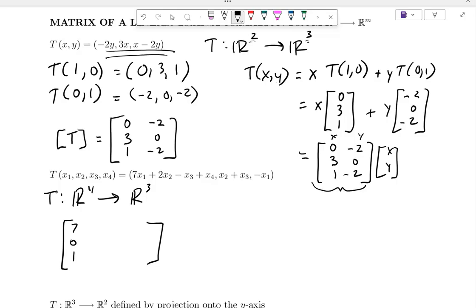What do you get in the next column? 2, 1, 0, right? Because you're going to put in 0, 1, 0, 0. What do you get for the next column? 1, 1, 0. Those are the coefficients on the x3. And what do you get for the last column? 1, 0, 0. So this is your standard matrix for that transformation. That's the answer. This one's just asking us for the matrix.